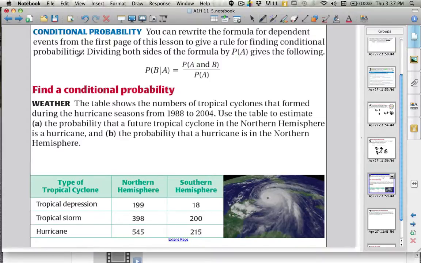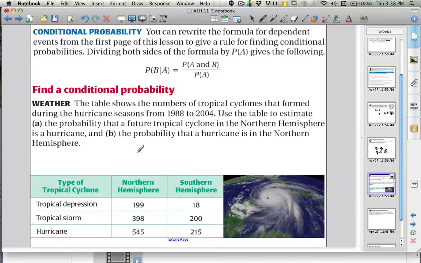I can rewrite the formula for dependent events on the first page of the lesson to give you a rule for finding conditional probabilities. So the probability of B given that A has happened is the probability of A and B happening divided by the probability of A. And if we want to take a look at this, the table shows the number of tropical cyclones formed during the hurricane seasons from '88 to 2004. Use the table to estimate A, the probability that a future tropical cyclone in the northern hemisphere is a hurricane, and B, the probability that a hurricane is in the northern hemisphere.